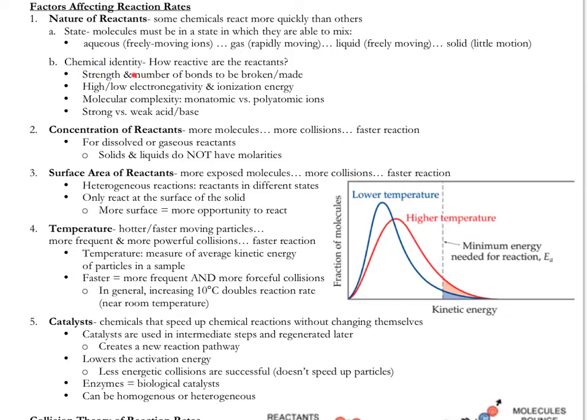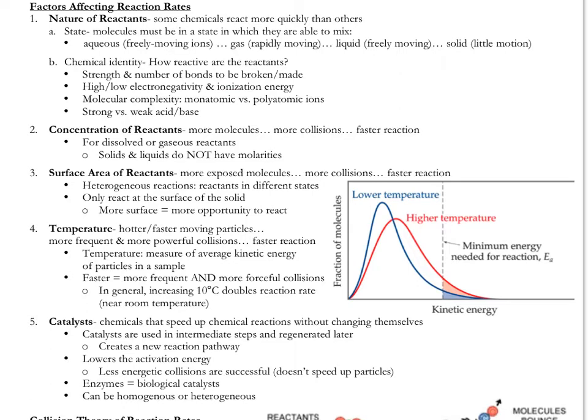The chemical identity has a little bit more to it. It gets into a little bit more of the chemistry. It brings in some thermo, it brings in some periodic trends, so we're going to see some other stuff here. The strength and number of bonds to be broken or made. If we're breaking very strong bonds, it's less likely that that's going to be able to happen because so much energy needs to go in. So at any given time, fewer of those bonds are being broken. If we need to break a lot of bonds, it's going to take more time than breaking just a few of them. That's pretty straightforward and more or less common sense.